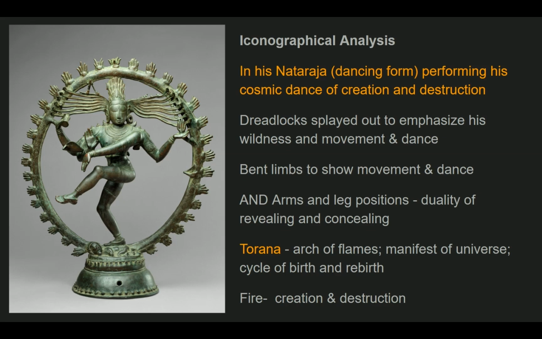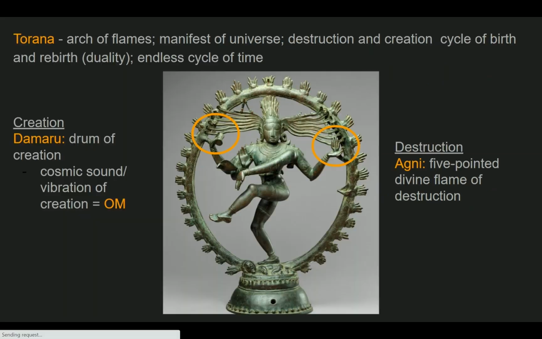And so there's, again, this importance of creation and destruction, and that cycle is necessary. And the balance of the two, the complementary of the two, like with those redwood forests, is they need that destruction in order to thrive and be alive. So let's do an iconographical analysis to continue this idea. So Torana is this arch of flames, this manifest of the universe, destruction, creation, this cycle of birth and rebirth, this endless cycle of time.